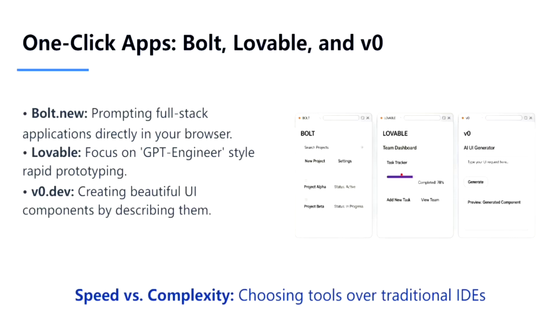Similarly, tools like Lovable and V0.dev focus on that prompt-to-product loop. V0 is particularly incredible for UI. You describe a beautiful dashboard, and it generates the clean React code for it instantly. Lovable acts like an autonomous engineer, iterating on your prototype as you talk to it.